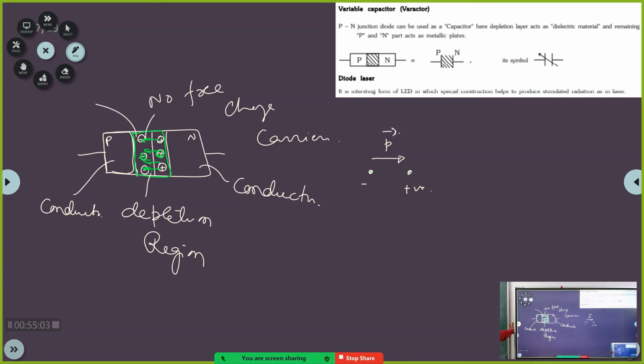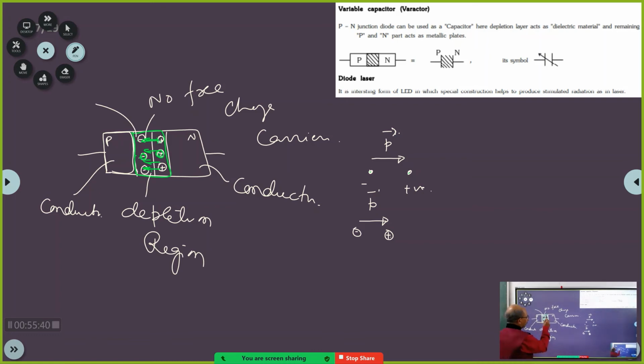Symbol for dipole. If I write a dipole it is like this, negative to positive. Correct? But what am I showing here? Positive to negative. Am I right? No, I am wrong. It should go from negative to positive. I should show it from negative to positive.